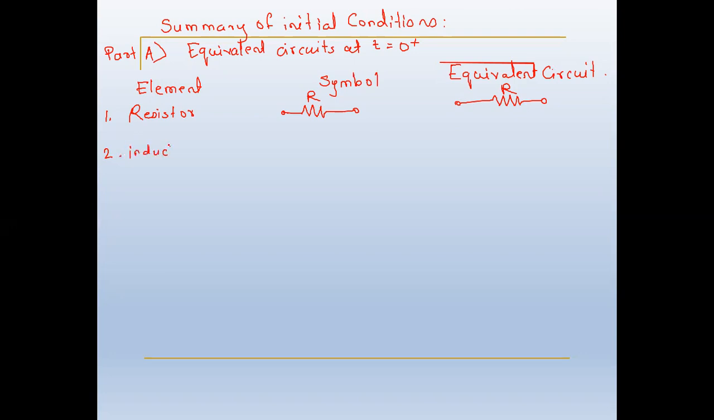Next, second, we have an inductor without initial current I0. So it is L, and its equivalent circuit will be OC. OC means open circuit.